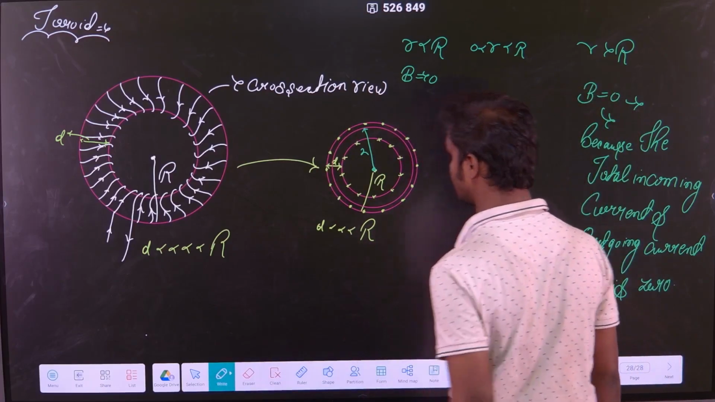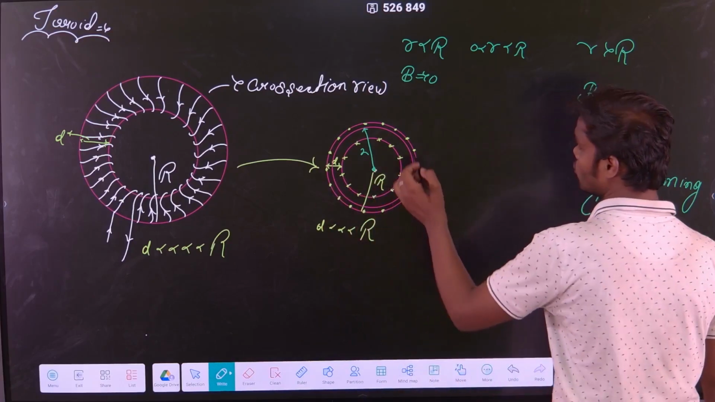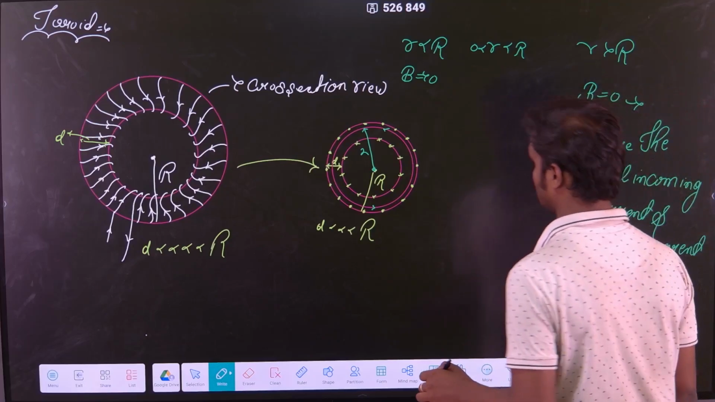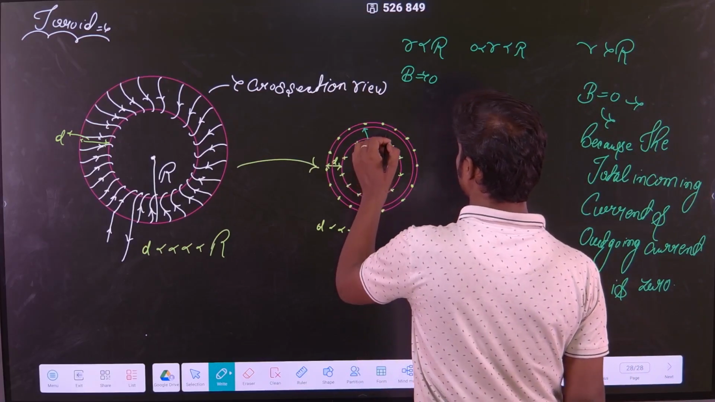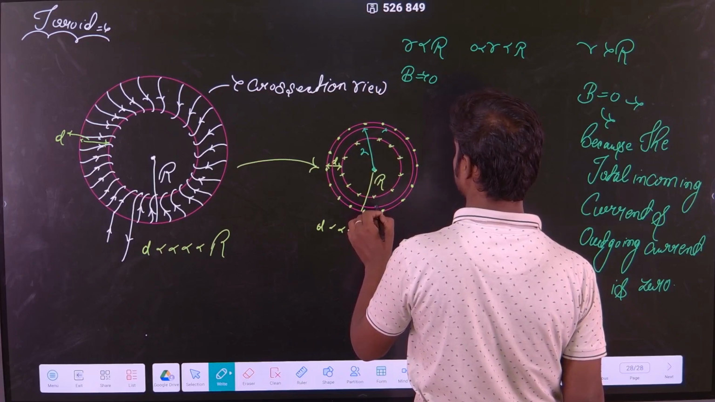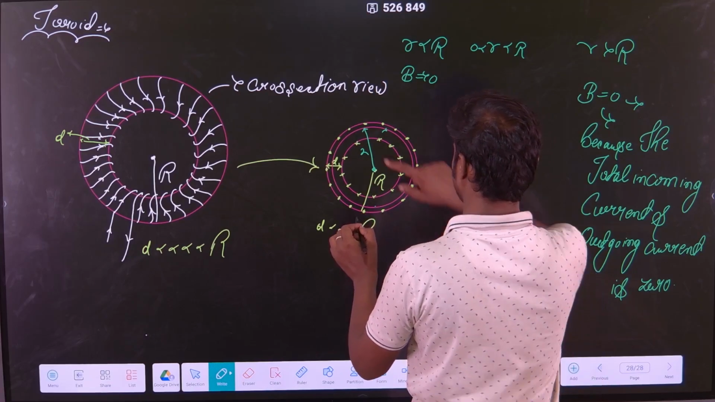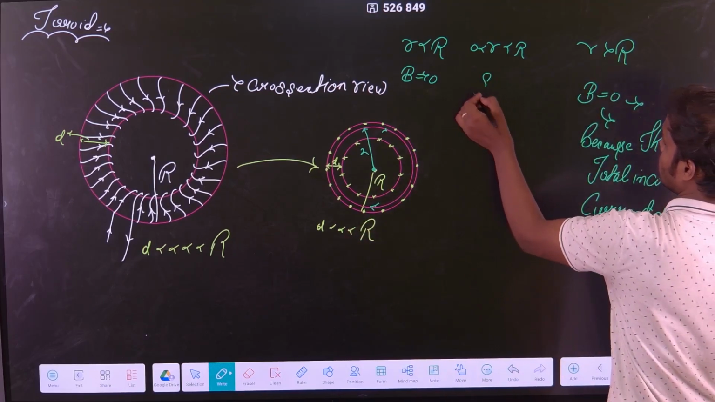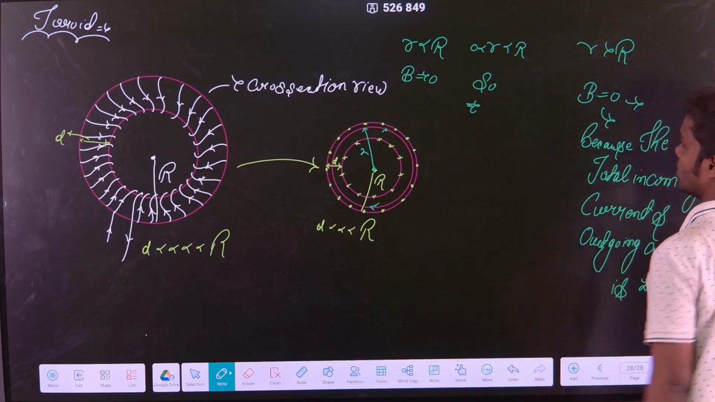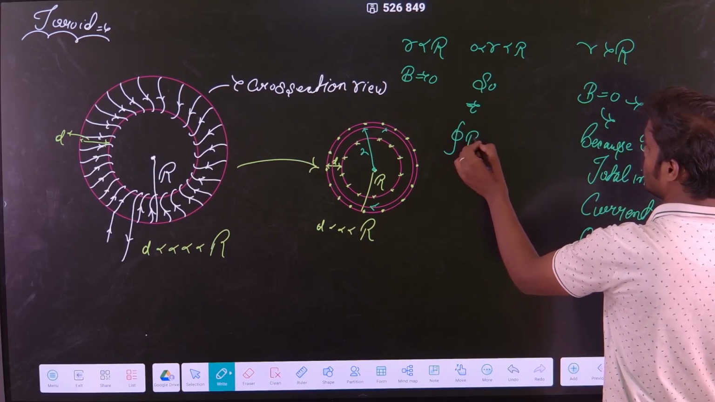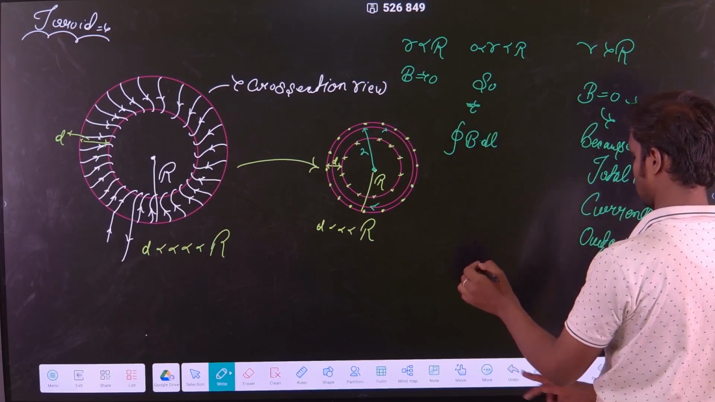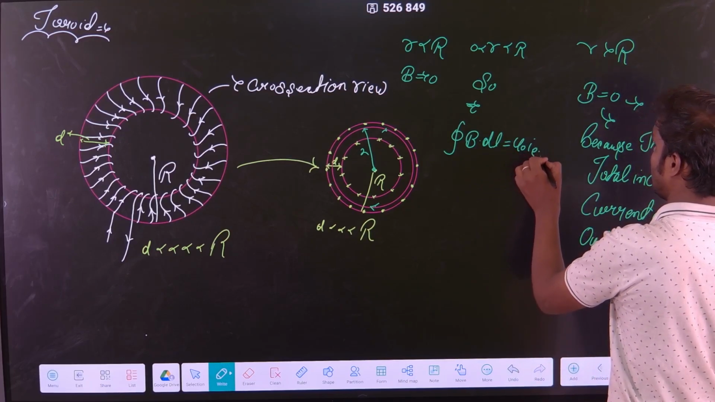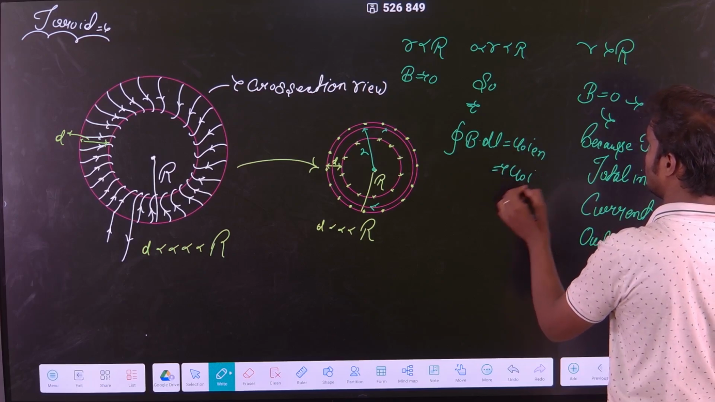Clear? So let us start. For this, what I will do, I will take a loop, and suppose this loop is like this. Let us take it like this. Wait a minute. Correct. So what will happen if you apply for this surface B dot dl? Mu naught into I enclosed.